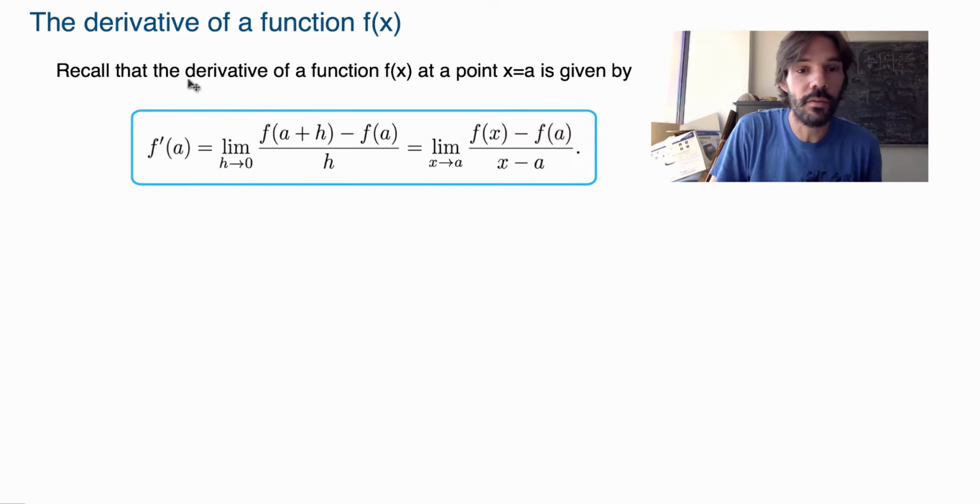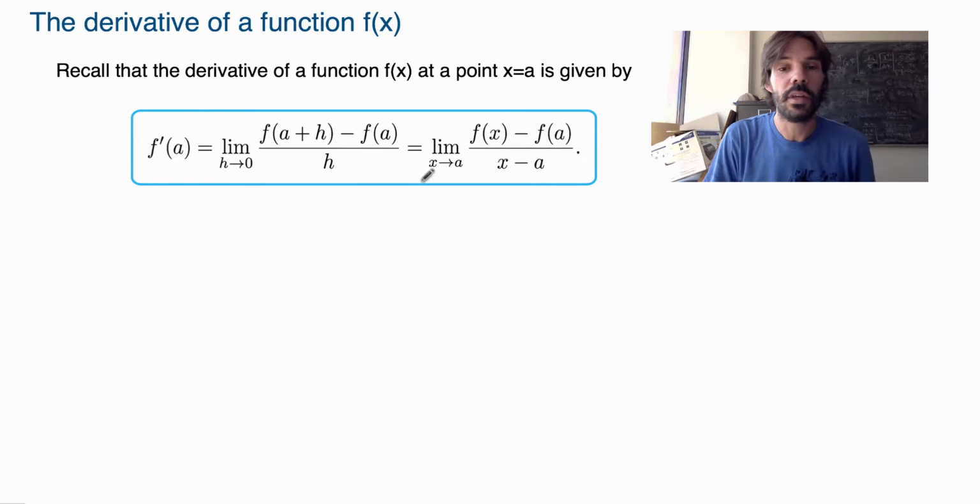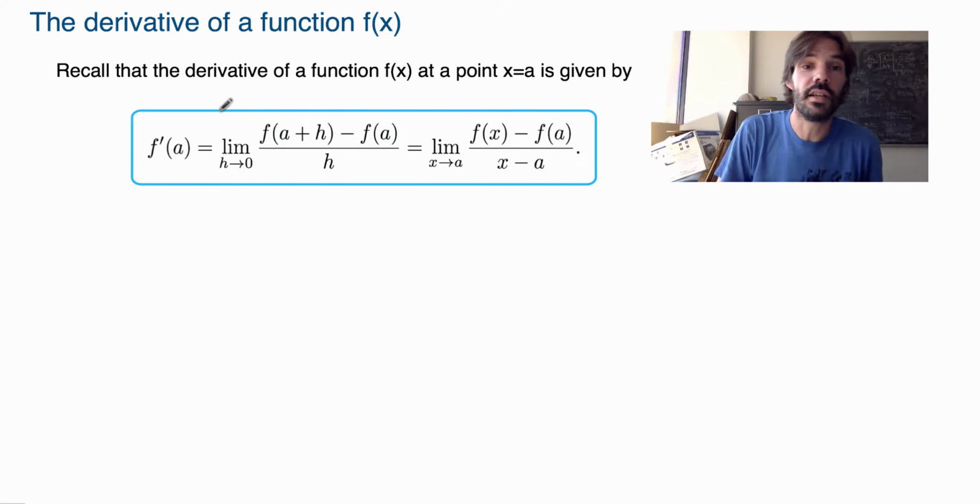So recall that the derivative of a function f of x at a point x equals a is given by f prime of a, which is the limit as h goes to 0 of the difference quotient f of a plus h minus f of a, divided by h. Now we can write the exact same limit as the limit as x goes to a of f of x minus f of a divided by x minus a. These two definitions here are actually exactly the same.